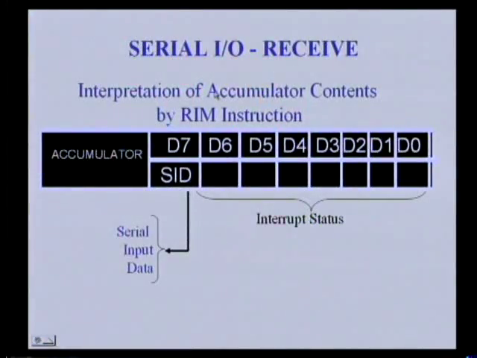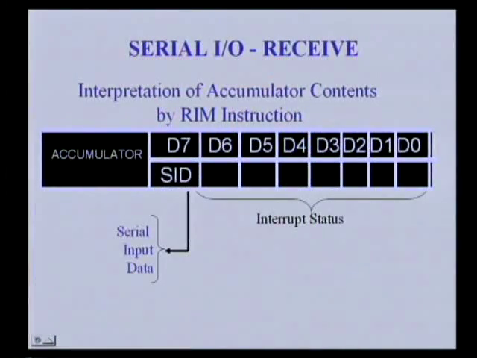Now let us see the interpretation of accumulator contents by the RIM instruction, that is, the read interrupt mask instruction. The least significant 7 bits, that is from D0 to D6, are used for interrupts. They show interrupt status. Only the D7 bit is used with serial IO communication. In this case, after execution of RIM, the status of the SID pin will be copied into the D7 bit of the accumulator, and after reading 1 bit like this, it will normally be stored in another register, and the next bit will be read after waiting for the bit time.